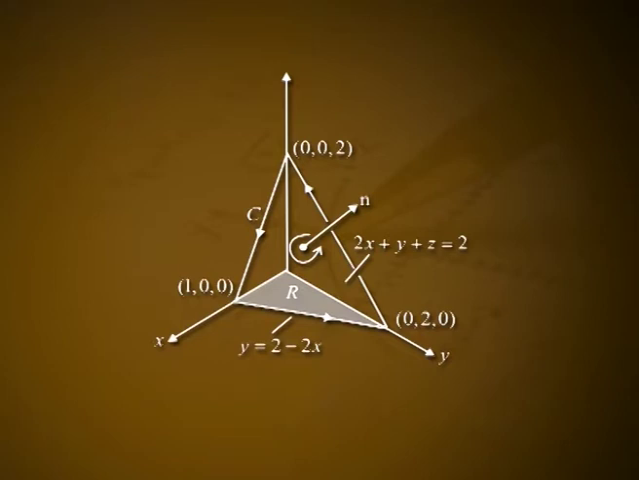Example 7. Use Stokes theorem to evaluate the integral over C of F dot dr if F = xz i + xy j + 3xz k, and C is the boundary of the portion of the plane 2x + y + z = 2 in the first octant, traversed counterclockwise as viewed from above.